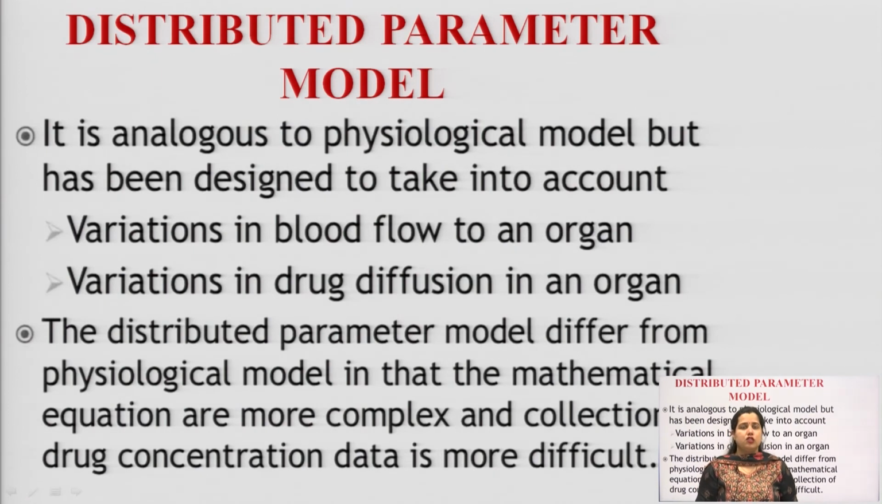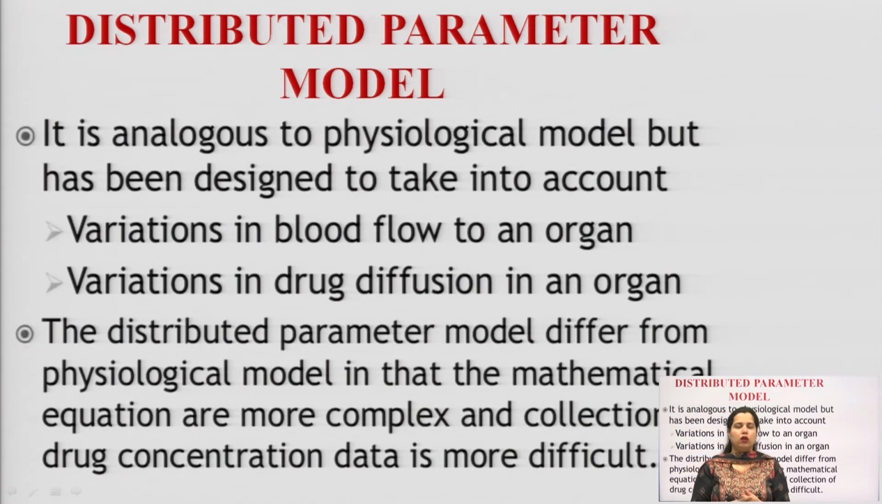So, the distributed parameter model is quite similar to the physiological model, but has been designed to take into account 2 considerations, because we are observing the distribution pattern of a drug among different body compartments. So, here two points need to be taken into consideration. First is variation in blood flow to an organ, and second is variation in drug diffusion in an organ.